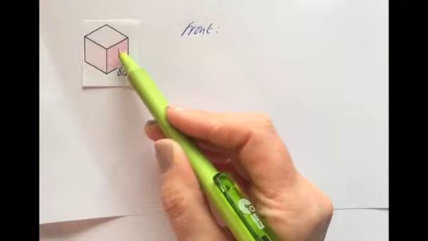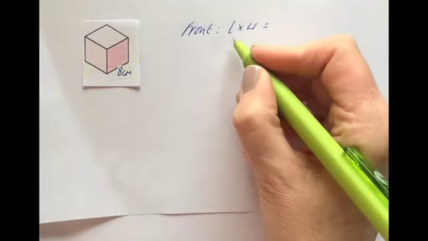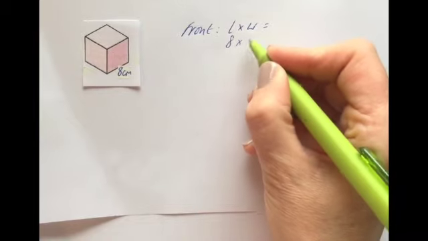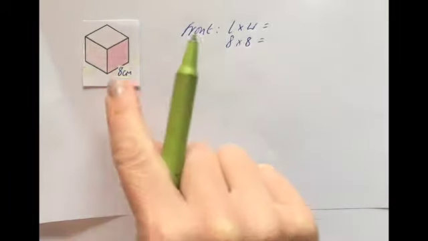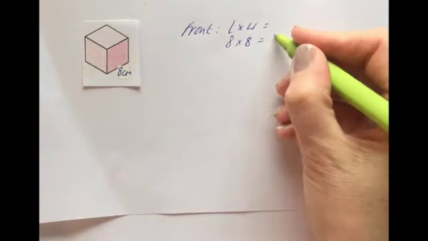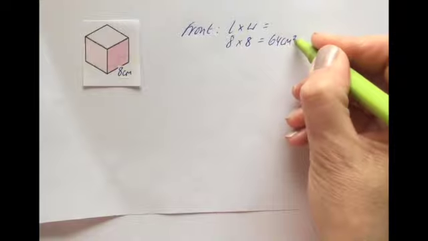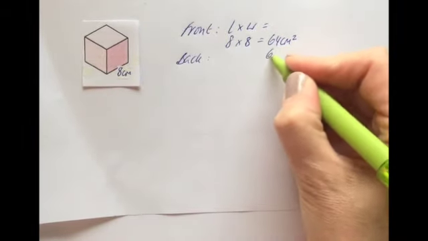So this surface here is a square. Area of a square, of course, is length times width. So in this case, we have 8 times, the width is the very same in a cube. We have a square shape, of course, it's a square surface. So 8 times 8 is 64 centimeters squared. The back, of course, is going to be the very same, 64.